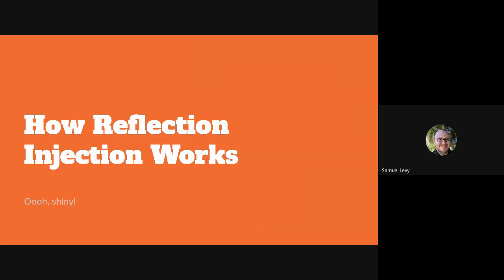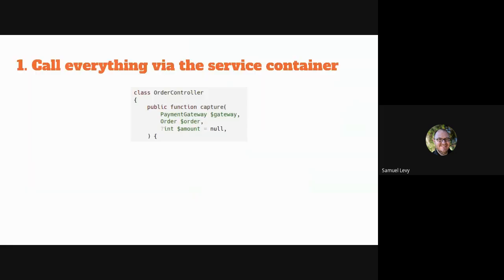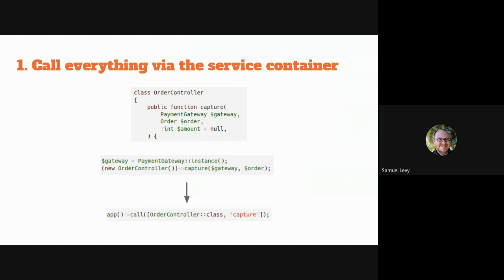So let's have a quick look at how reflection injection works. Step one, you call everything through the service container. So instead of calling gateways payment gateway instance and then passing it into the method, you can just call the method directly through the service container. So you're no longer touching the order controller object. You're just saying, hey, service container, I want you to call the capture method on the order controller class.